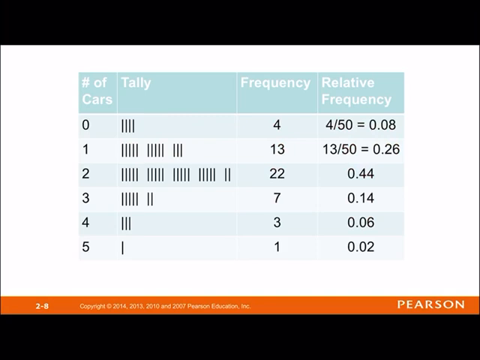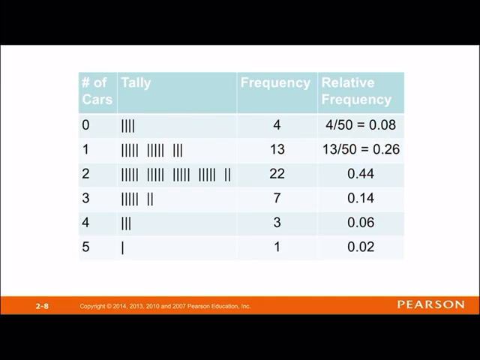Okay, so again, how many households have 0 cars? There's 4. How many households have 1 car? 13. 2 cars, there's 22 households. 3 cars, 7 households. 4 cars, 3 households. And 1 household has 5 cars.